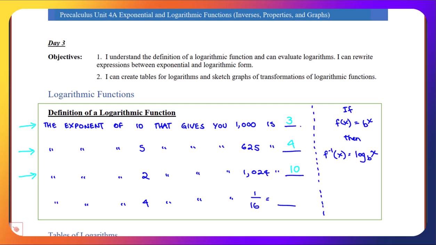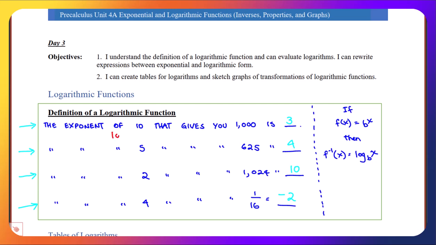I know 1,024 is not exactly 1,000, but in the computer science world, it's close enough. And the exponent of 4 that gives you 1/16 is, well, it's got to be a negative to make the 4 a 1/4. And if you square 1/4, 1/4 times 1/4, you get 1/16. So the exponent is -2. So those ideas, I'm hoping, make perfect sense to you. Now, here's what I want you to see.